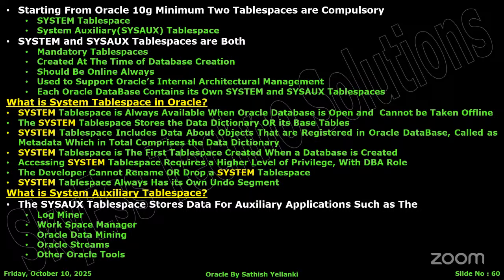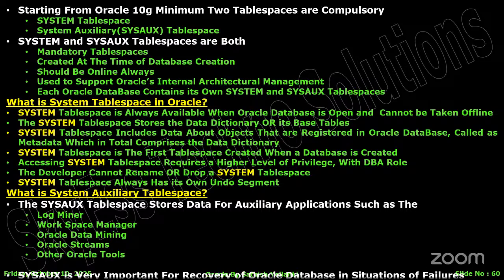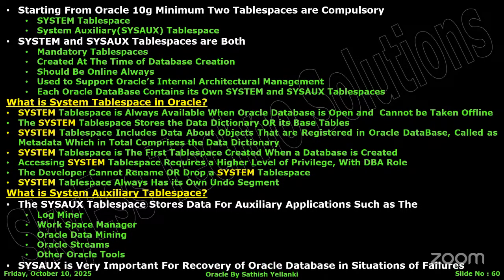Sir, what is the advantage of this particular system auxiliary table space? At any point of time, if your system has crashed, and if configurations are done properly on the system auxiliary table space, you can start recovering the Oracle database in situations of failure very quickly.